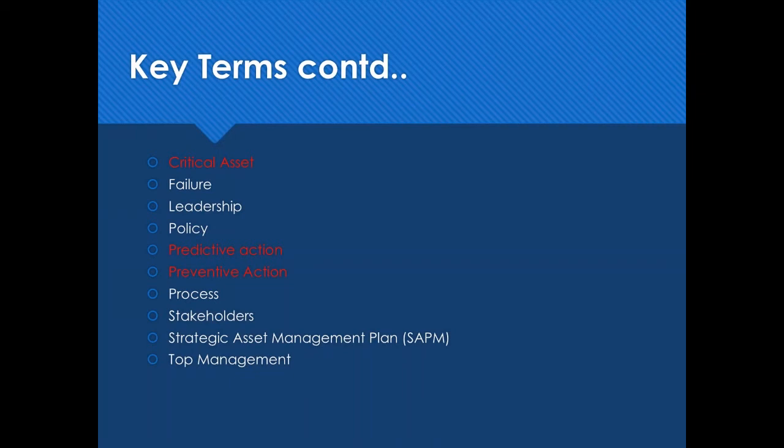Okay, so the other terms are a critical asset. I've highlighted 3 things here in red, which we'll talk about in detail: a critical asset, a predictive action, and a preventive action. Let's take a look at the critical asset. Any asset that has a significant, high potential to impact the overall organizational objectives is called a critical asset. And then failure is basically loss of function.